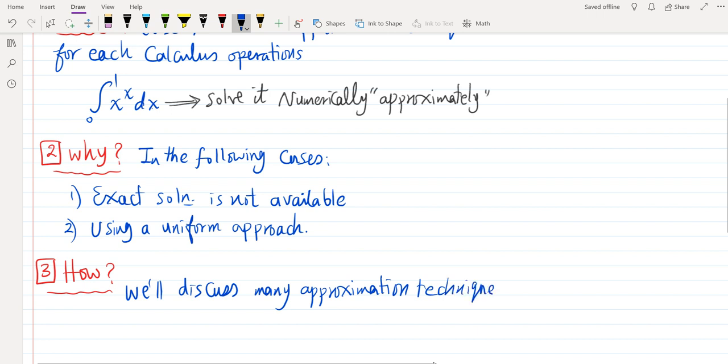For example, for the integration, we will discuss 5 or 6 techniques. You have to select which one you can use according to 2 factors. You will select the technique that gives you the smallest error, which guarantees the second reason to get the highest accuracy.